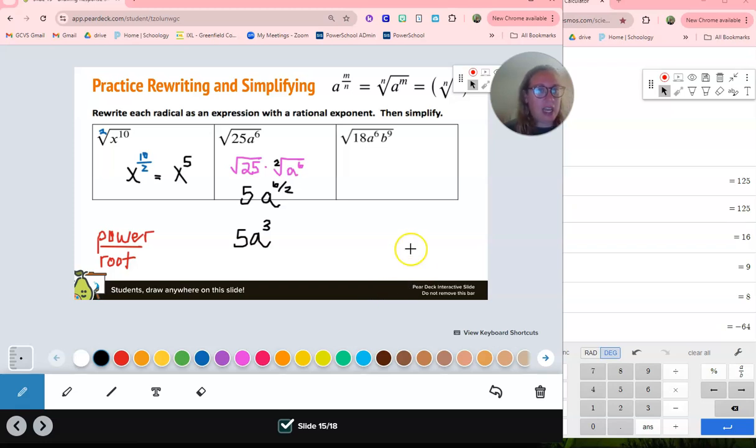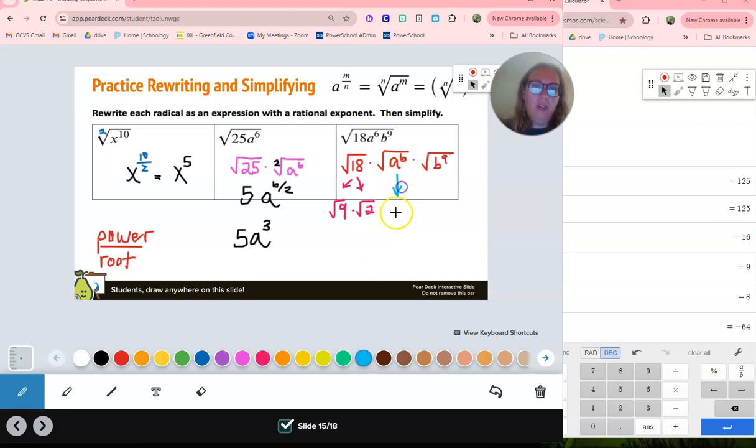The last one on this slide is the square root of 18, a to the 6th, b to the 9th. I like to just split this up. It helps my brain look at it in 3 different pieces rather than all at once. If you're fine with looking at it all at once, then do whatever feels best. That's totally fine. The square root of 18. 18 is not a perfect square, so we could split this up using our perfect square of 9. And 9 times 2 gets us 18.